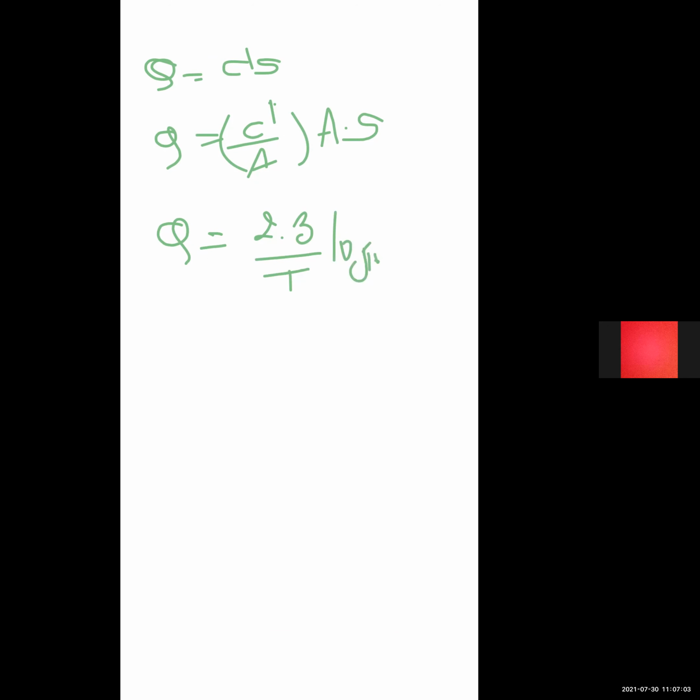So discharge is equal to C dash into S, and this value is equal to C dash by A into S, which is written as Q equal to 2.3 into log 10 S1 by S2 into A into S. So this is the discharge value. So by knowing A and S, discharge for any amount of drawdown can be easily calculated.